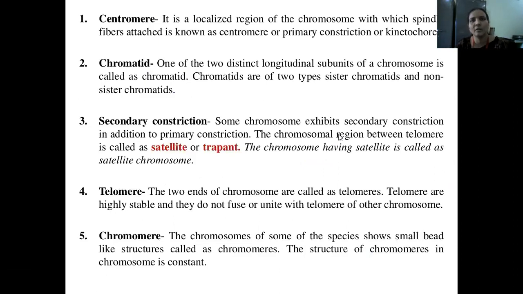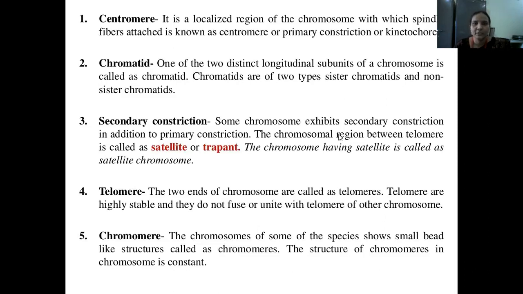Centromere, it is the localized region of the chromosome with which spindle fiber is attached, known as centromere or primary constriction or kinetochore. Same name है. Chromatid, one of two distinct longitudinal subunits of the chromosome is called a chromatid. Chromatids जो हैं दो टाइप के रहते हैं, sister chromatid and non-sister chromatid.